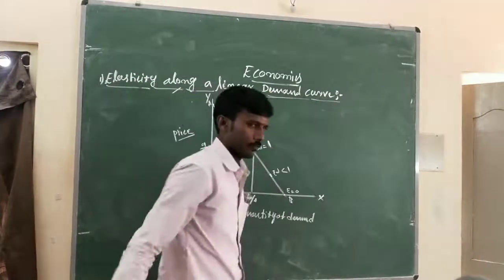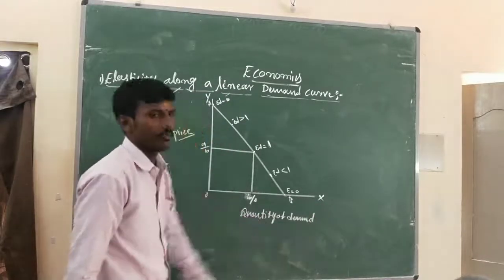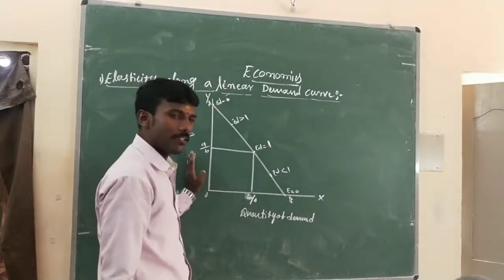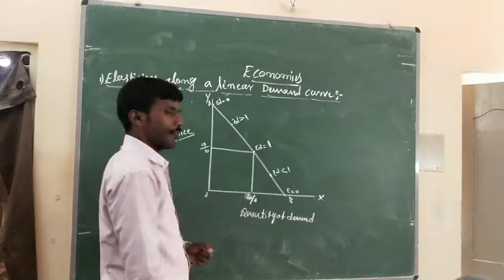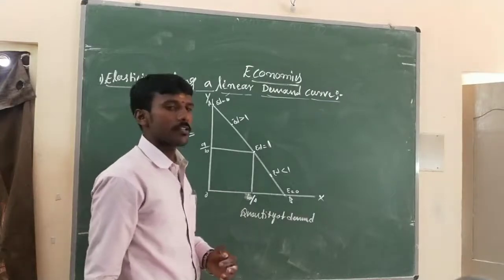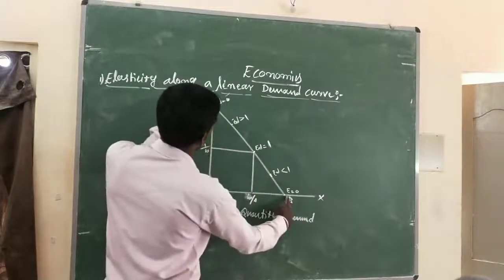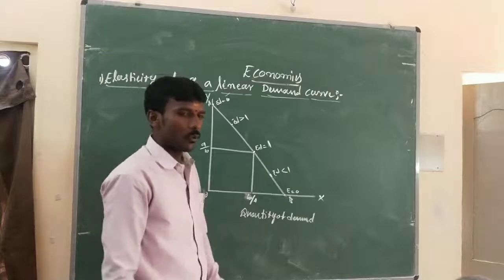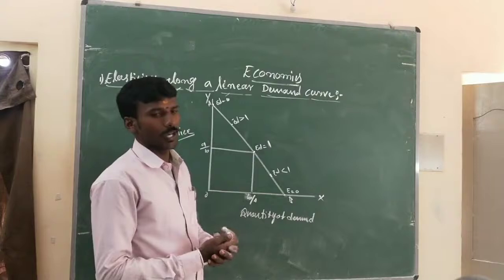What I am saying, in the x-axis we represented the quantity of demand. In the y-axis we represented the price of the good. And in this diagram the left to right downward sloping straight line, the AB line, that AB line we consider as the demand curve. The demand curve always slopes downward from left to right.